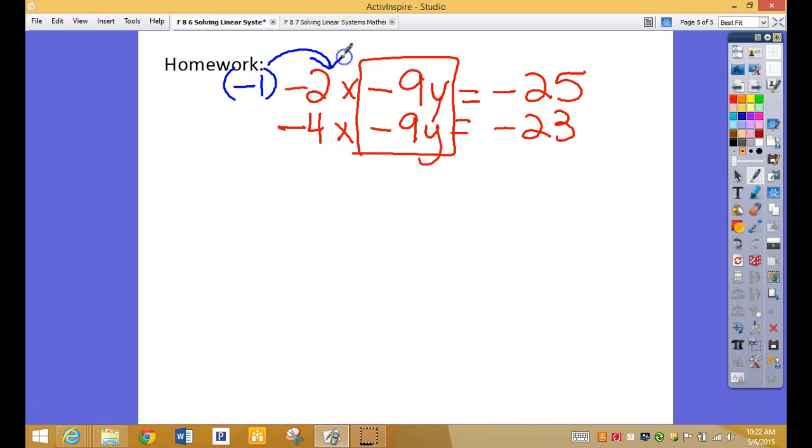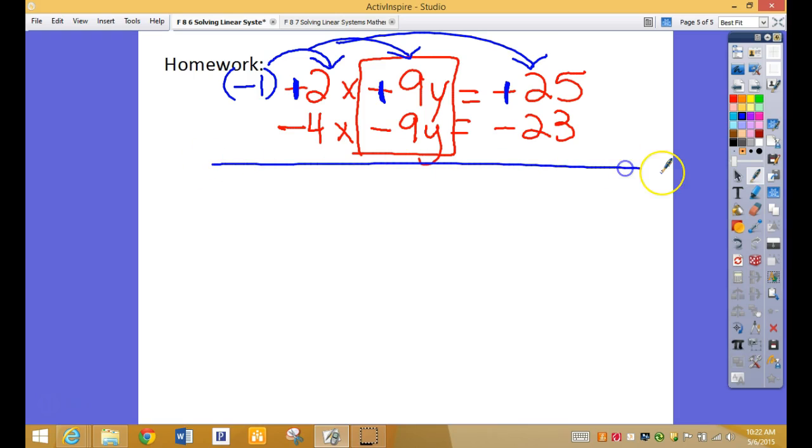That turns this into a +2. That turns this into a +9. And it turns this into a +25 when we do our multiplying. That's pretty easy when you just have to change all the signs. Now what do we have? That's a +2x minus 4x. -2x. Great. It's a fight.